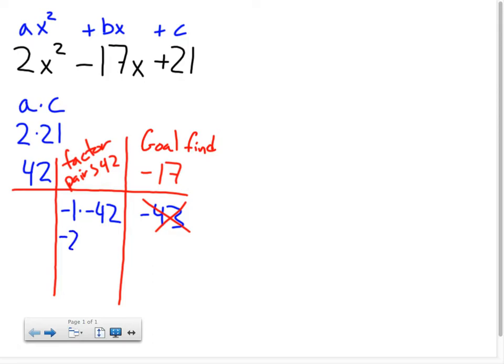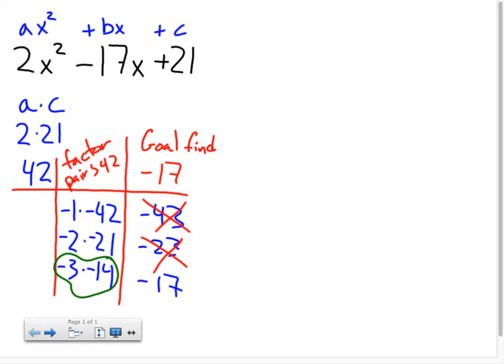So in this case, negative 2 times negative 21 would be the next one. If I add those together, I get negative 23. Well, that's not negative 17, so this isn't going to work. I'm just going to cross that out. Next, negative 3 times negative 14. If I add those, I get negative 17. Bingo. We just got the magic pair we're looking for, the negative 3 and the negative 14.